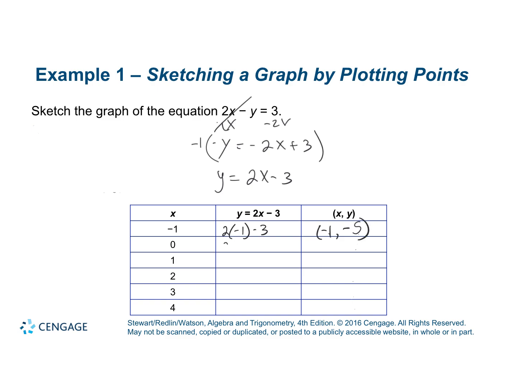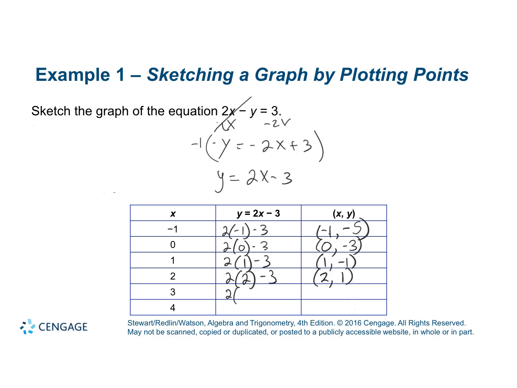We do the same thing for 0. 2 times 0 minus 3 is going to be 0, comma. 2 times 0 is 0, and then 0 minus 3 is negative 3. Then we have again 2 times 1 minus 3. 2 times 1 is 2. 2 minus 3 is negative 1, so we're left with 1 comma negative 1. We have 2 times 2 minus 3. That's going to be 2 times 2 is 4. 4 minus 3 is 1, so we're left with 2 comma 1.